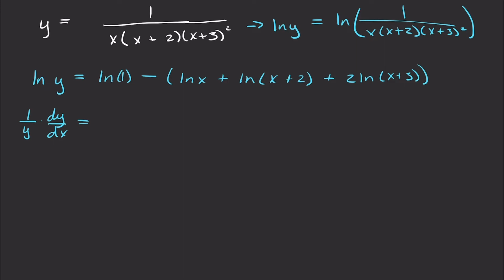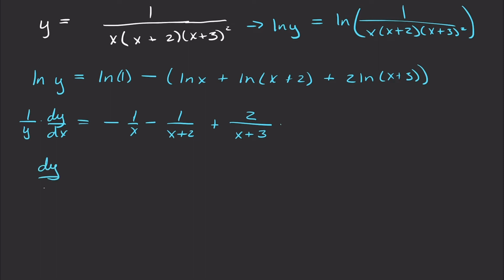The natural log of 1 is just 0, so it goes away. And then we get minus the derivative of ln of x, which is just 1 over x. And then the derivative of natural log of x plus 2 is 1 over x plus 2 times the derivative of x plus 2, which is just 1, plus 2 times the derivative of ln of x plus 3, which is 1 over x plus 3 times the derivative, which is just 1.